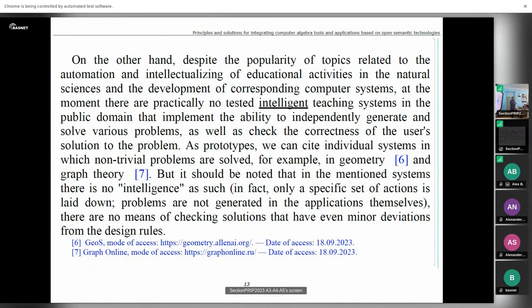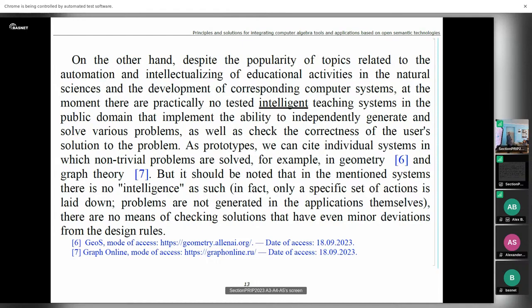I've talked about an idea, and now we should say something about our results, about a concrete sphere of application of our idea: an idea of integration of computer algebra and semantic systems. We have selected the sphere of intelligent teaching systems.